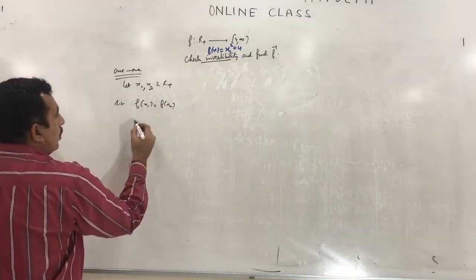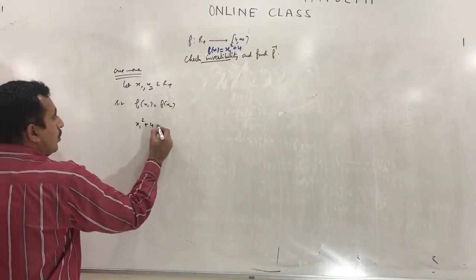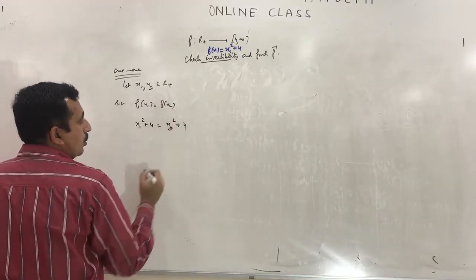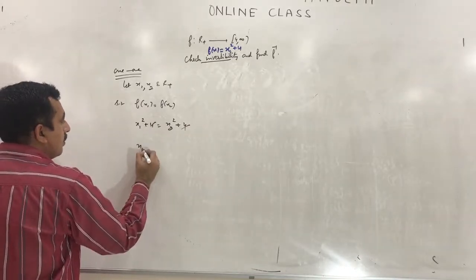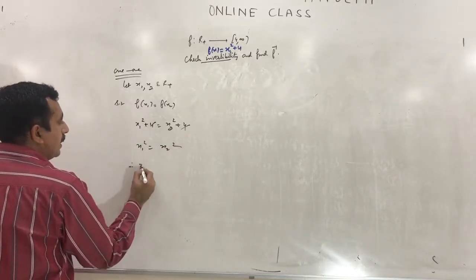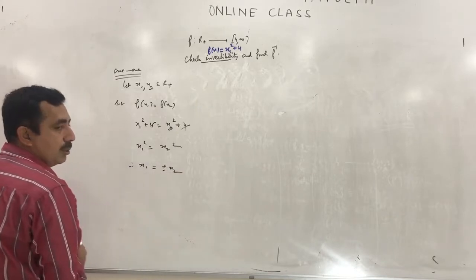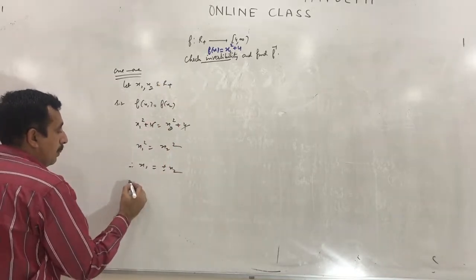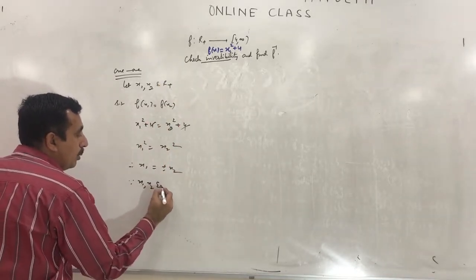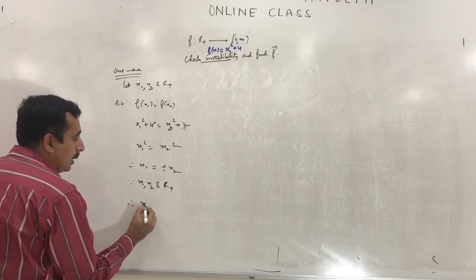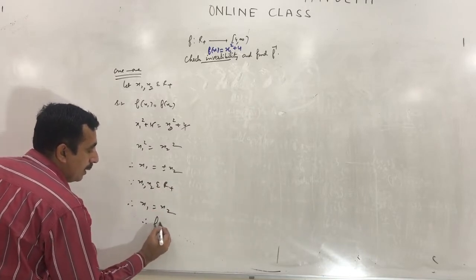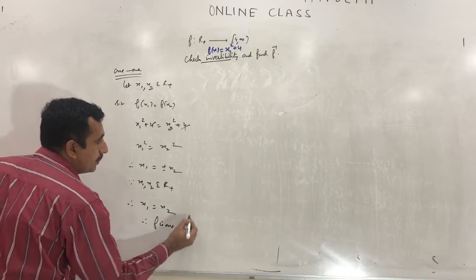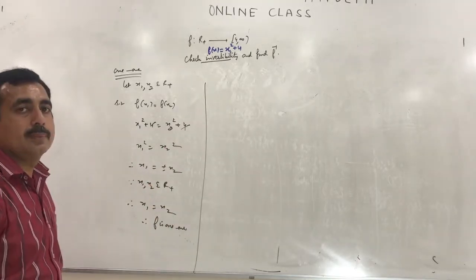So f(x1) equals f(x2) means x1 square plus 4 equals x2 square plus 4. Next line, x1 square is equal to x2 square. Next line, x1 equals plus or minus x2. But because x1, x2 both belong to R plus, there is only one possibility, and therefore f is one-one.